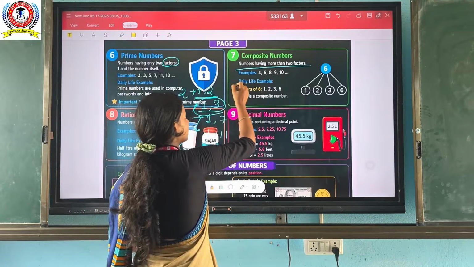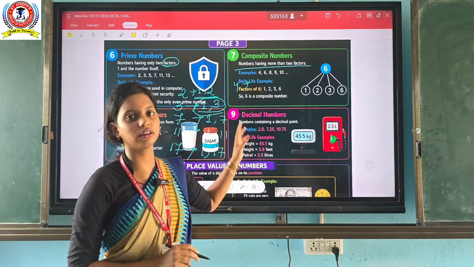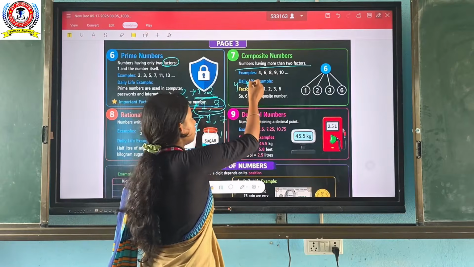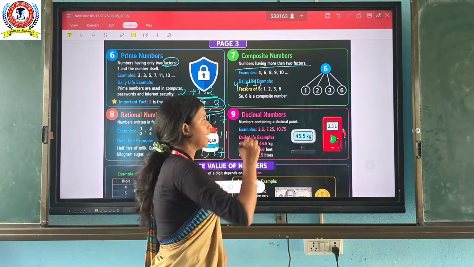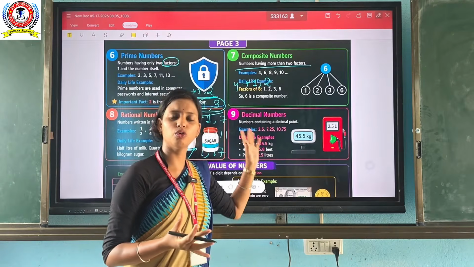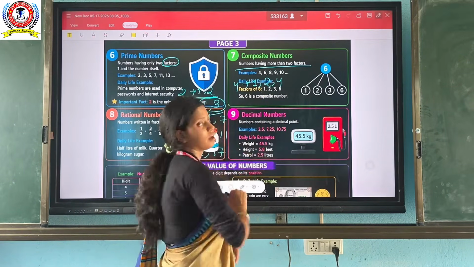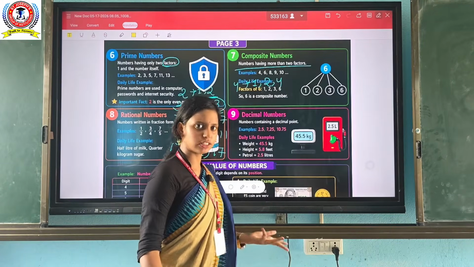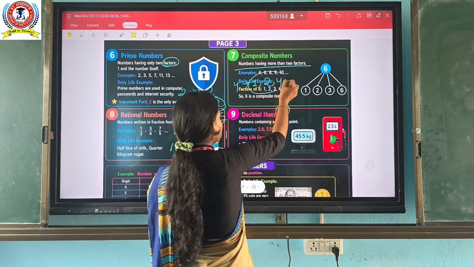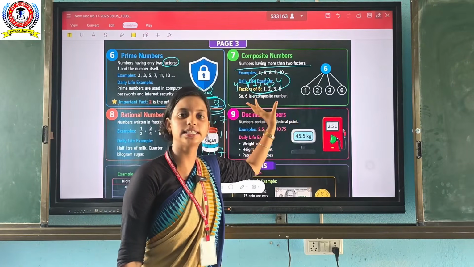So let's take an example. If I write here 4, we have to find the factors of 4. First is 1. Next is 2, since 2 times 2 is 4, so 2 will also be a factor of 4. Next, is there any other factor? Yes, that is 4, since 4 times 1 is 4. So we get 3 factors here, which is more than 2, means it's a composite number.